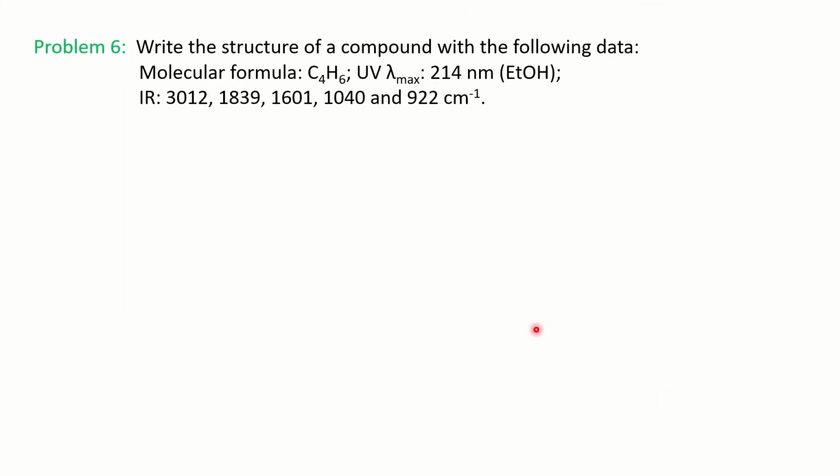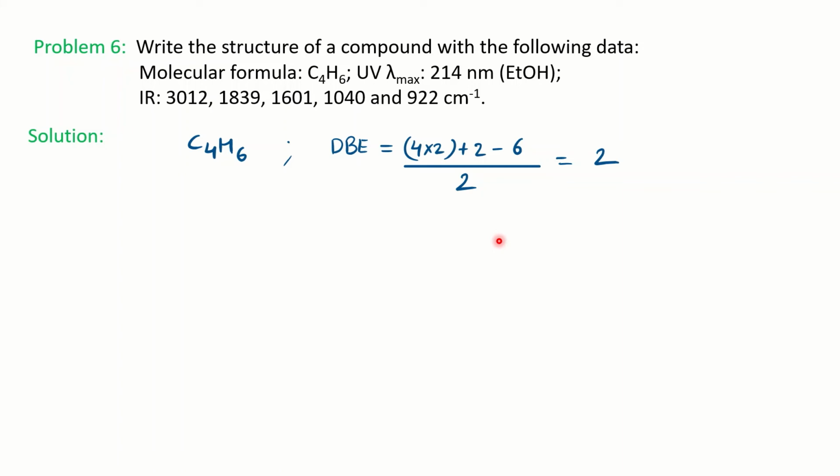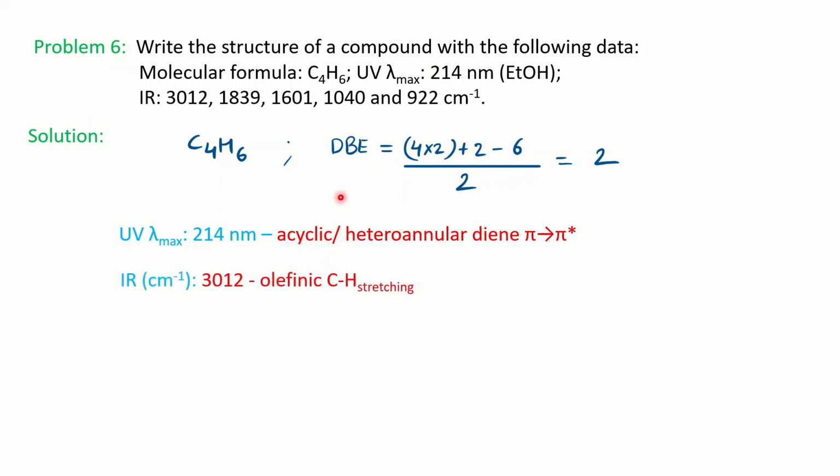Now in this problem, you can see the molecular formula is given along with the UV and IR data. So we'll see the DBE, which is 2. UV data is given as 214 nanometer. So basically they have given this data for pi to pi star transition, and this particular value we get for either acyclic diene, or it may be the heteroannular diene. Since the molecular formula is C4H6, we can assume it can be acyclic diene. So this is a very big clue for the given molecule.